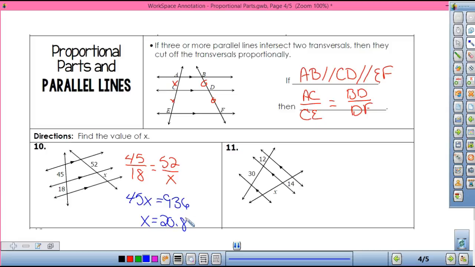Okay, Dan set up 11 for me. No. X over 14, because they gotta be on the same side. Yep, equals 12 over 30. There you go. So 30x equals, what is it? 420. X is 35? Sure. That seems really high. 14, yeah. That makes better sense. There we go.